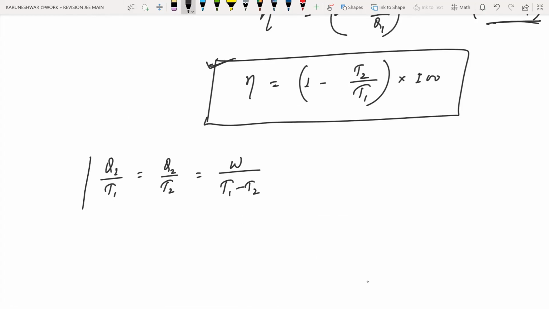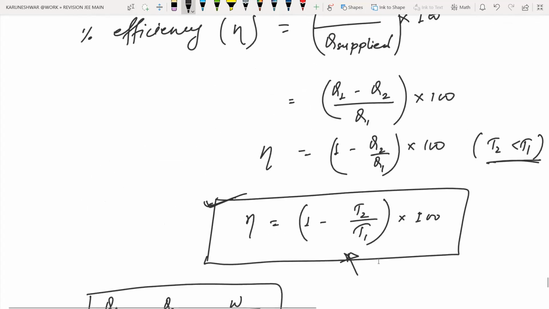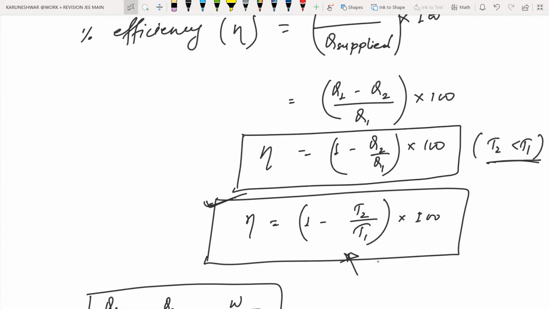This is one of the relations which you can remember, but mainly the question normally asks with respect to the sink temperature and the source temperature, how you can find the efficiency. And with respect to the sink heat and the source heat, how you can find the heat efficiency. So two forms you need to remember for finding efficiency.